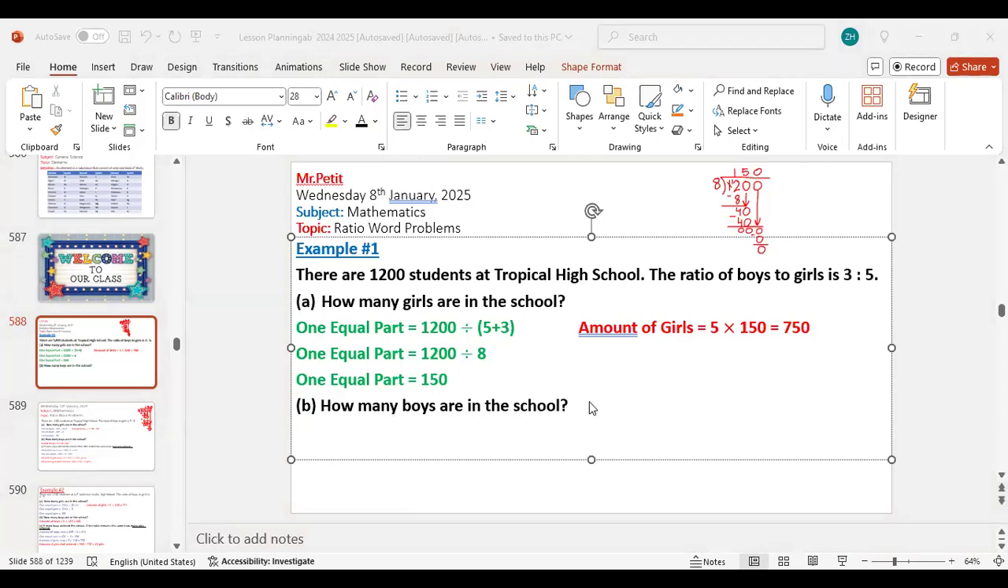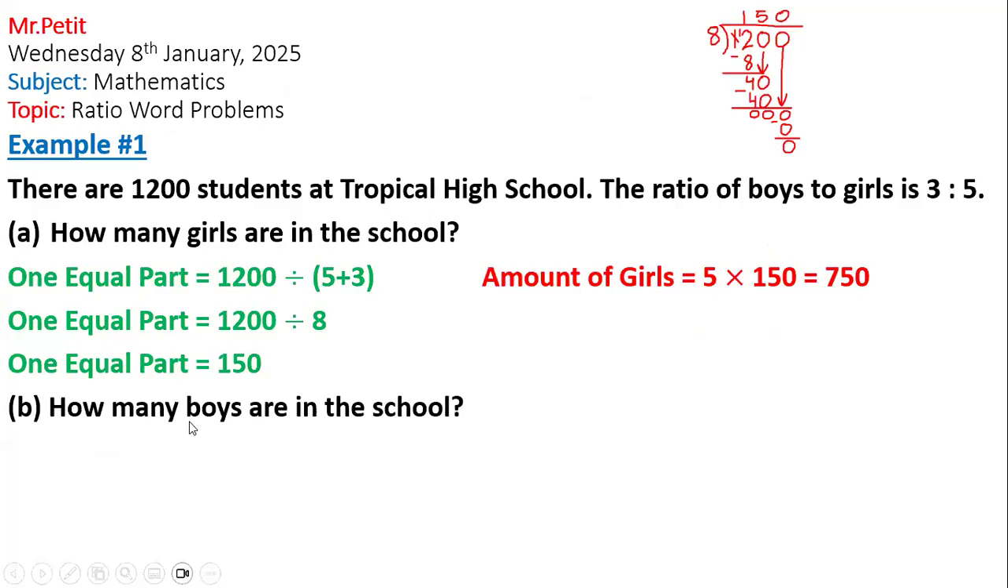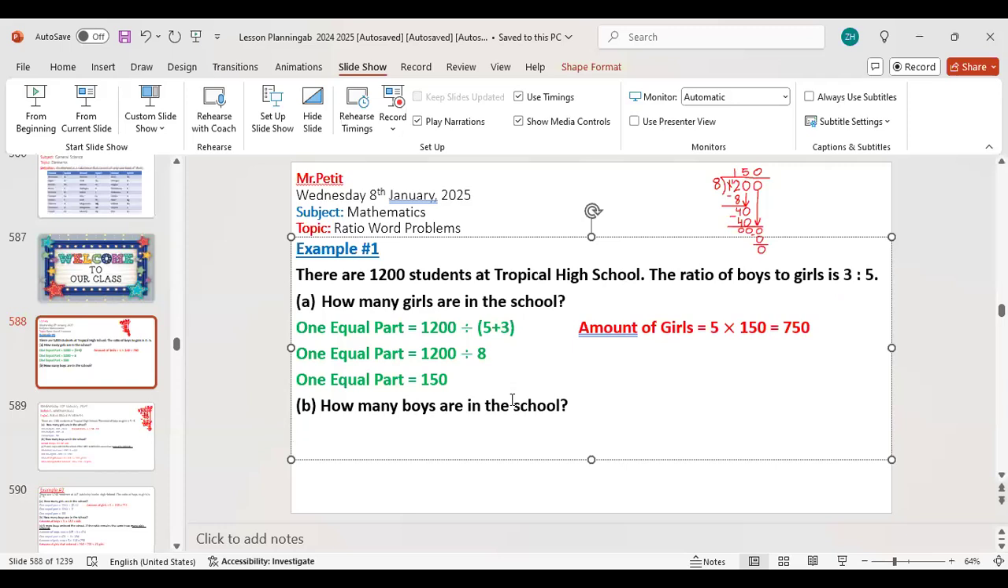Good. So there are 2 ways we could find out the boys. We can subtract 750 from 1,200. When we subtract them, we get 250. But the way I like to do it is just either way works. But in order to find the amount of boys, I am going to multiply.